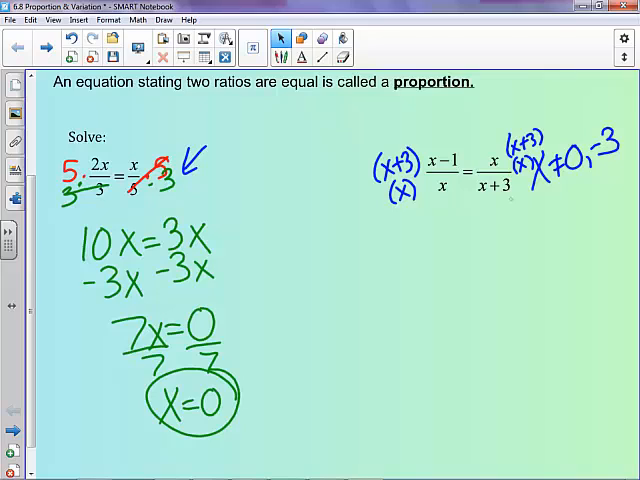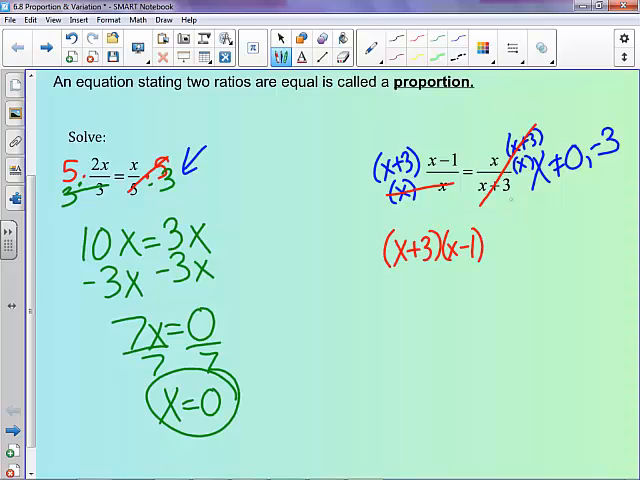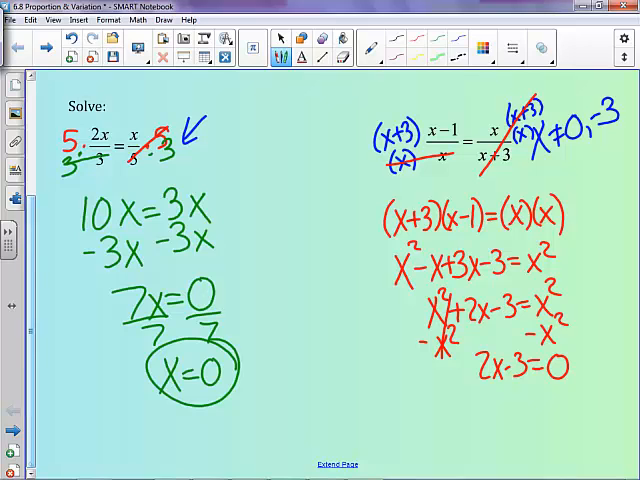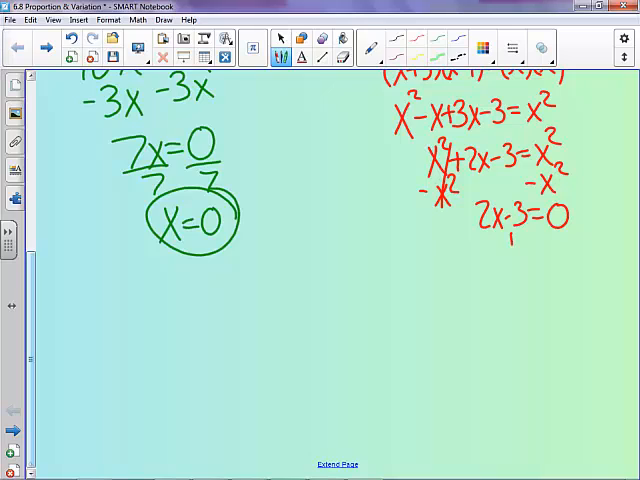And what happens is on the left side, these will cancel, and on the right side, these will cancel. And we're left with x plus 3 times x minus 1 equals x times x. And now we just need to distribute. Since we have x squared, set it equal to 0. And now we just have a first degree equation, so we solve these like we did in chapter 1.